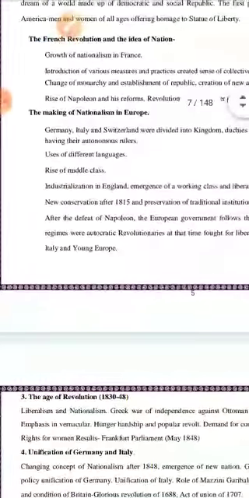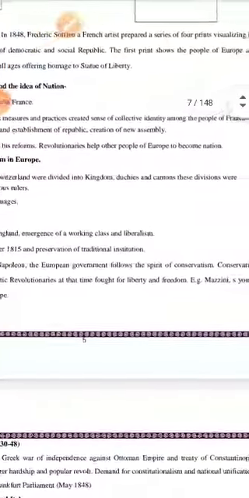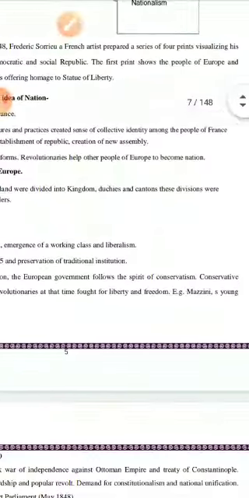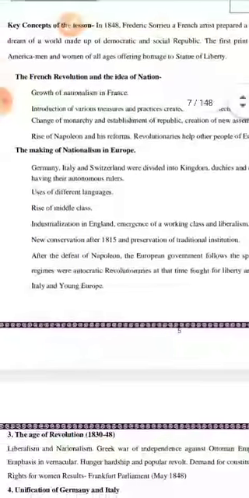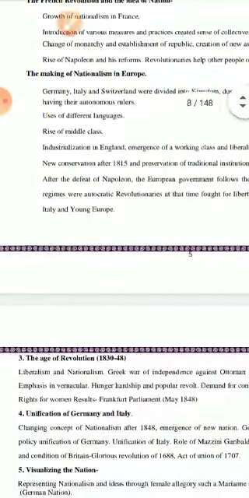Second point, the making of nationalism in Europe. Germany, Italy and Switzerland were divided into kingdoms, duchies and cantons, and these divisions had their own autonomous rulers. Use of different languages. Rise of the middle class.